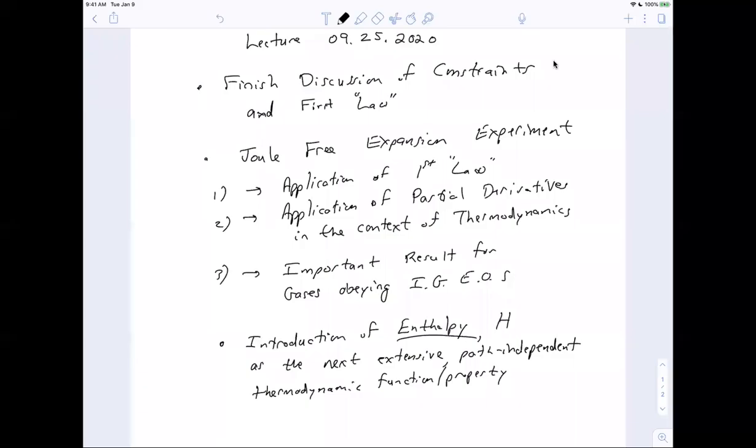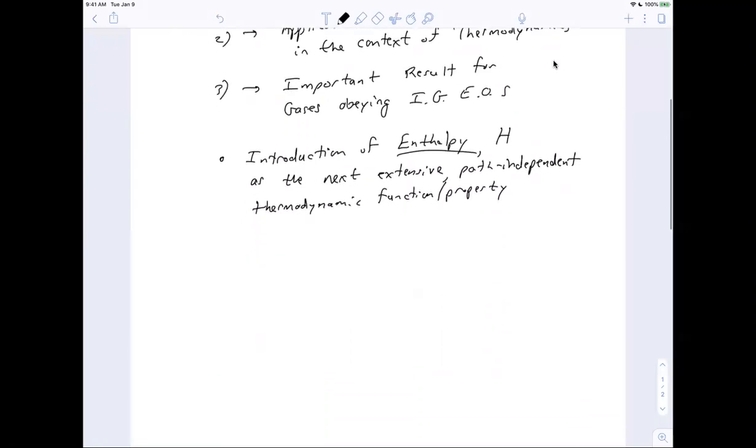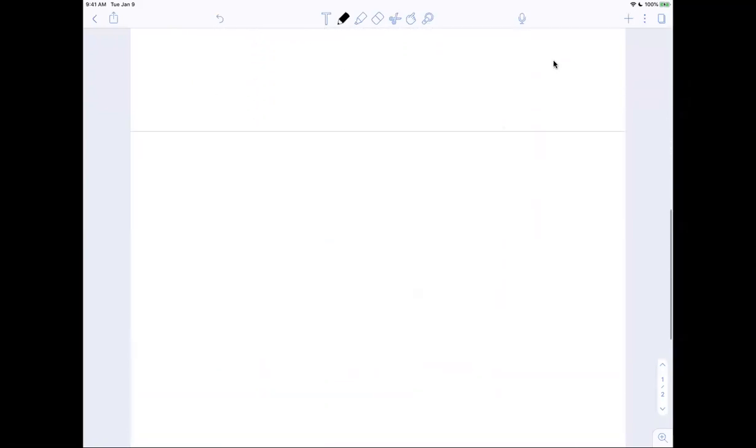Okay, so last class we were looking at some constraints that are associated with the first law. And that's what I want to finish up and then look at the Joule-free expansion experiment, which is a kind of interesting experiment. So we know that the first law, you can write in differential form, is just this.